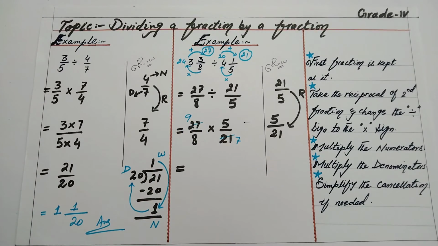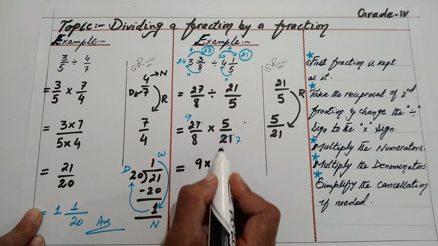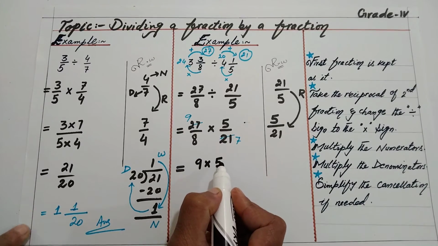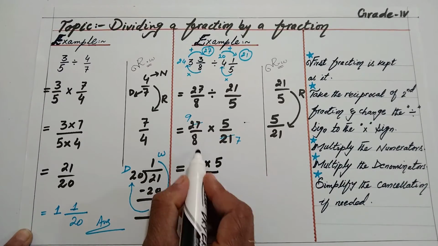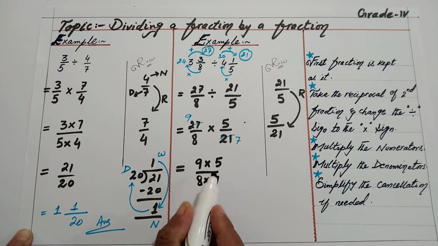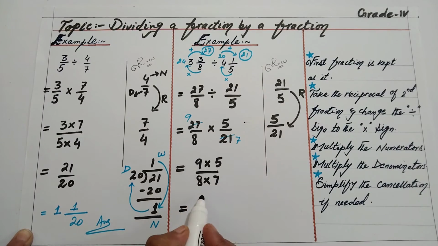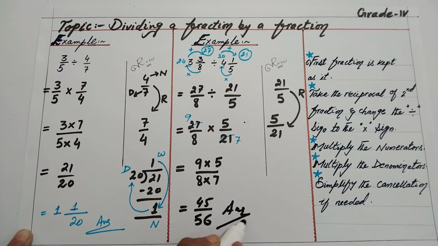Now we will write the left numerators and multiply them. First numerator is 9, multiplied by the second numerator, 5. Left denominators are 8 and 7. Now multiply numerator by numerator and denominator by denominator. 9 5s are 45 and 8 7s are 56. So 45 over 56 is our required answer.